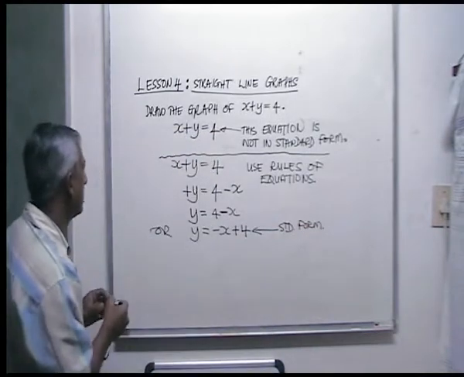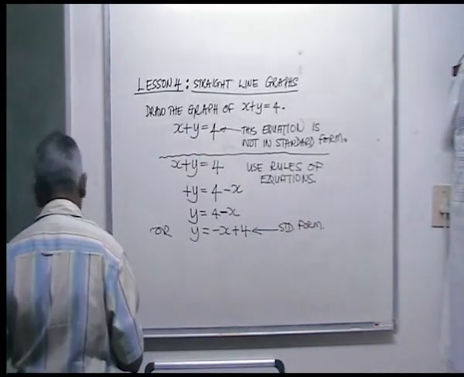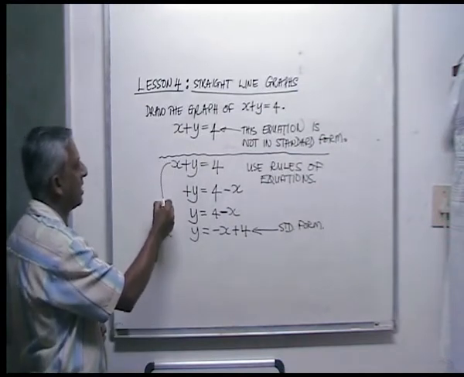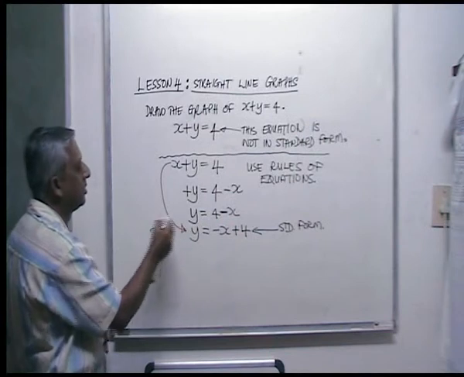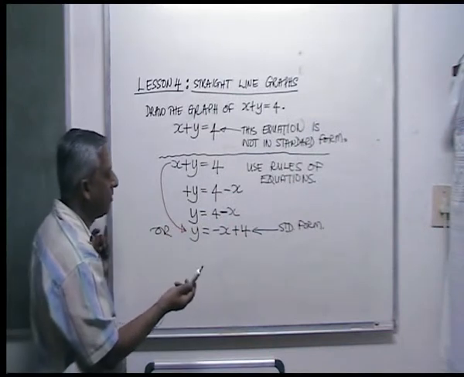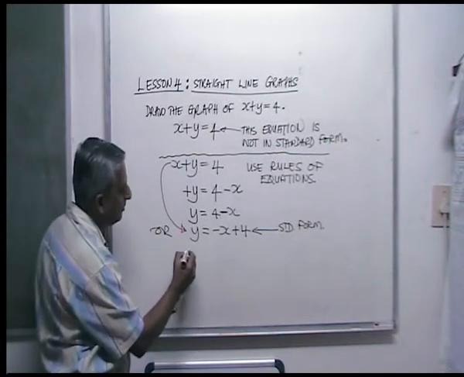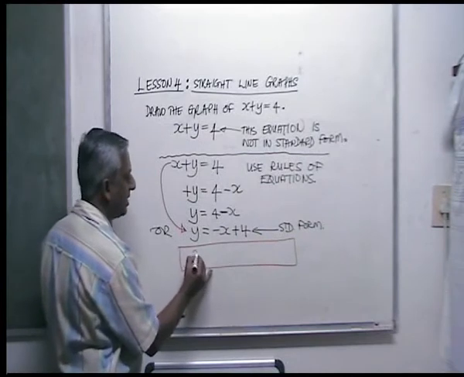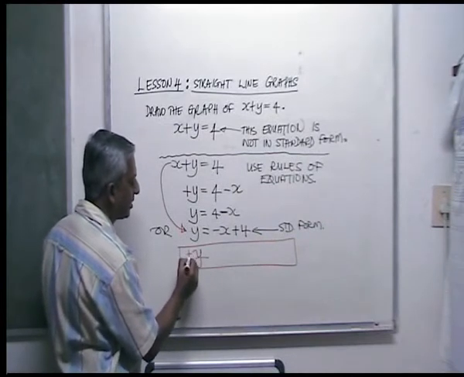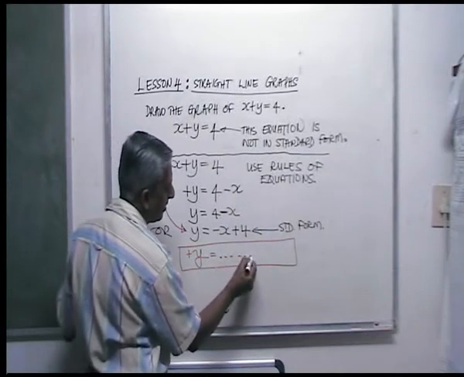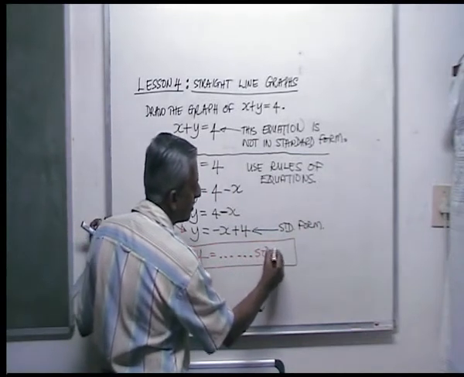So we have brought that equation, x plus y, which was not in standard form, into standard form. So what is the meaning of standard form? It means you must end up with plus y is equal to something, something, something. That is what standard form is.